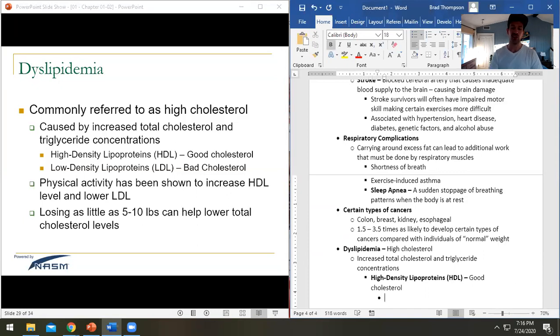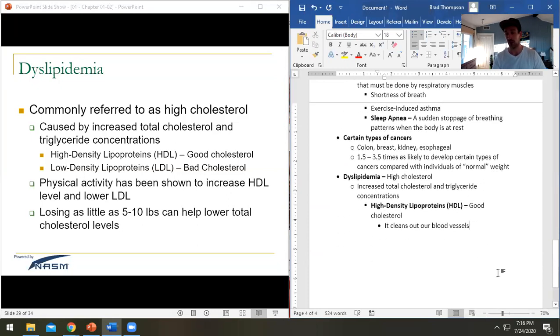Its job is basically to clean out our blood vessels. It actually goes around vacuuming out any leftover lipoproteins. So if we don't want to end up with plaque on the blood vessels, we can consume some things that are high in HDL cholesterol, and that can clean that out in a really positive way. We've also got low density lipoproteins, or LDL cholesterol.